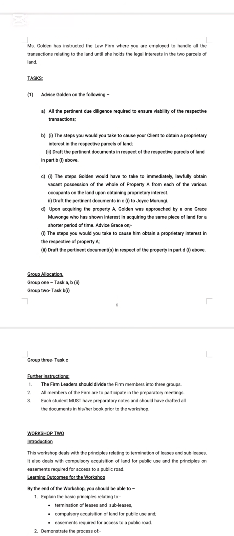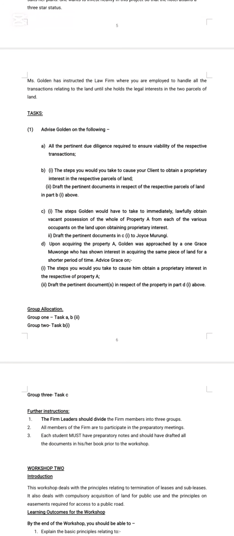So basically, we looked at the due diligence you have to make to buy land, including making a search from the registry and visiting the physical land to identify the details of the vendor, the person selling. We have that judgment which says that land is not vegetables, whereby you buy from non-vendors. So you have to make all that due diligence before you proceed with the transaction. Next: the steps you would take to cause your client to obtain a proprietary interest in the respective parcels of land, and draft the pertinent documents in respect of the respective parcels of land above.